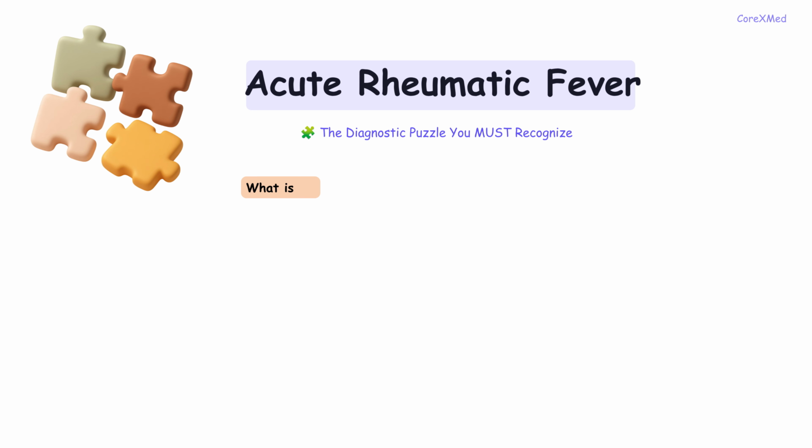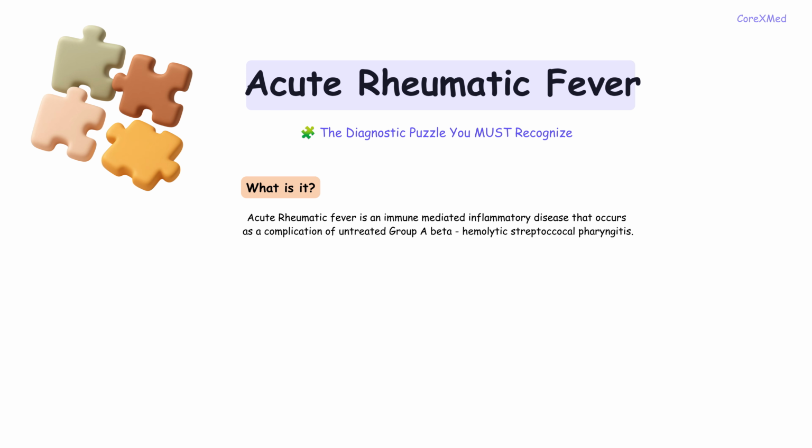What is acute rheumatic fever? Acute rheumatic fever is an immune-mediated inflammatory disease that occurs as a complication of untreated group A beta hemolytic streptococcal pharyngitis.